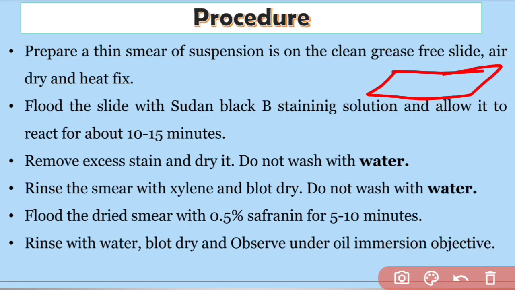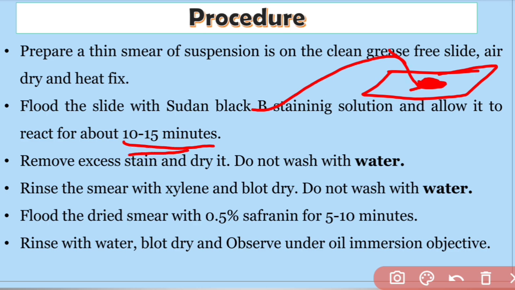Now let us see the procedure. A bacterial smear is prepared on a clean grease-free slide. Then it is air dried and heat fixed. Then that smear is flooded with Sudan black B. It will be allowed to react for 10 to 15 minutes. Excess stain is removed after 10 to 15 minutes and the slide, without washing it with water, is treated with xylene. Again, it is not washed with water but it is blow dried, and at last it is flooded with 0.5% safranin.